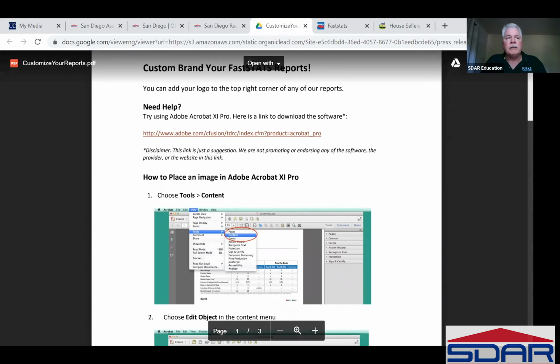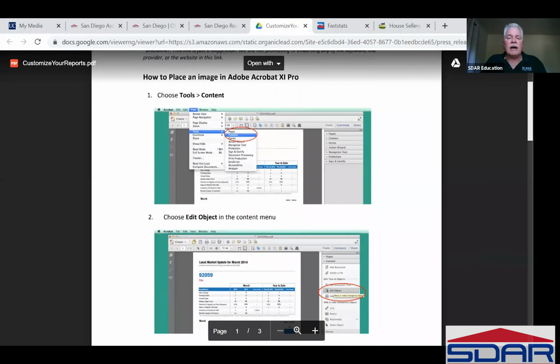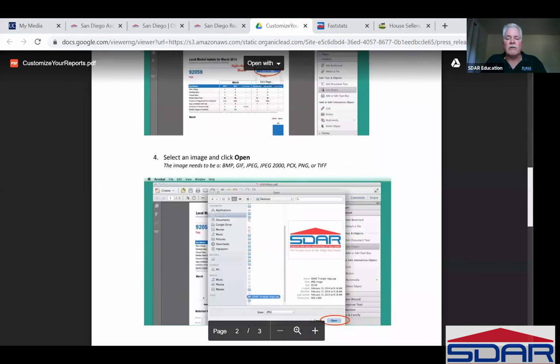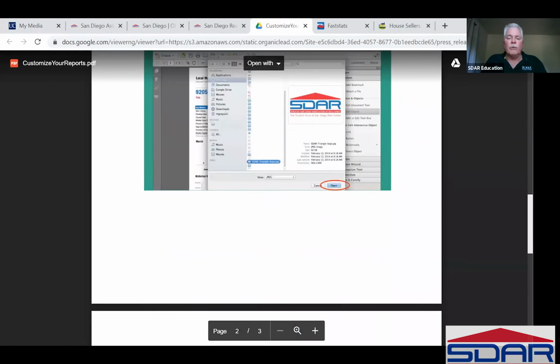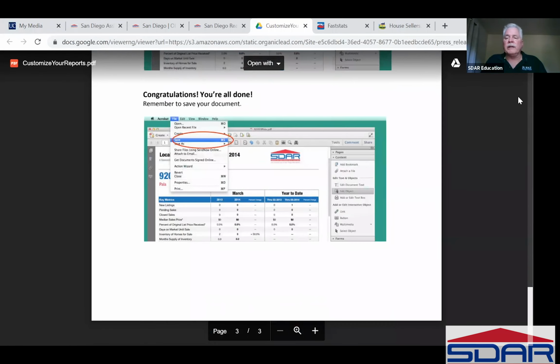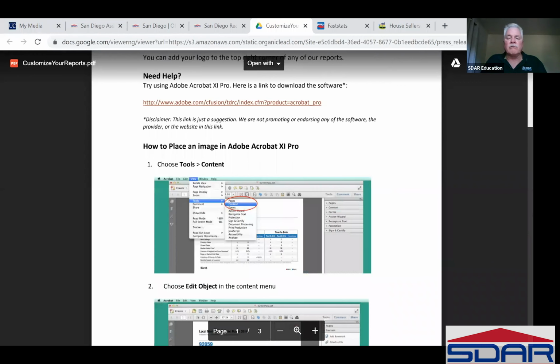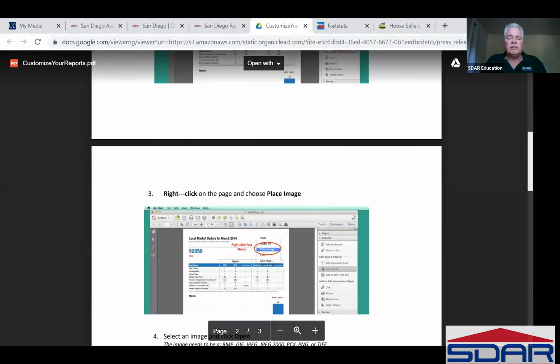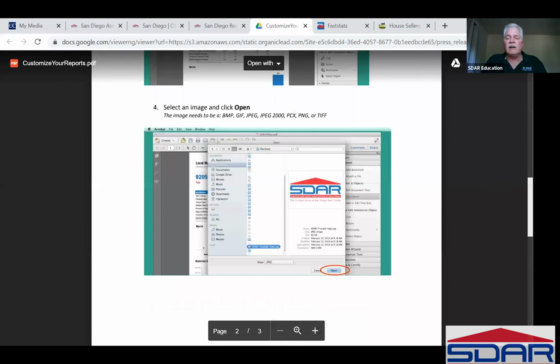That's just my personal opinion, but these are great things to have: how to place your image in there, how to do all that kind of stuff. Listen, make it your own. We're telling you, you can do that. We didn't put the link on there to tell you don't do it. We put the link and make it look like it came from you. Right now the logo says SDAR on it. Just replace your logo with where the SDAR logo is.